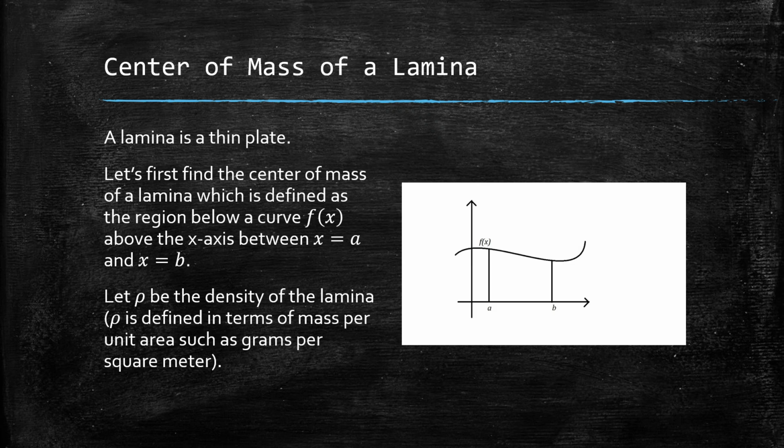Let's deal with the center of mass of a lamina. Now a lamina is a thin plate. Let's first find the center of mass of a lamina, which is defined as the region below a curve f of x, above the x-axis, and between the lines x equals a and x equals b. And let rho be the density of the lamina, where rho is defined in terms of mass per unit area, such as grams per square meter.